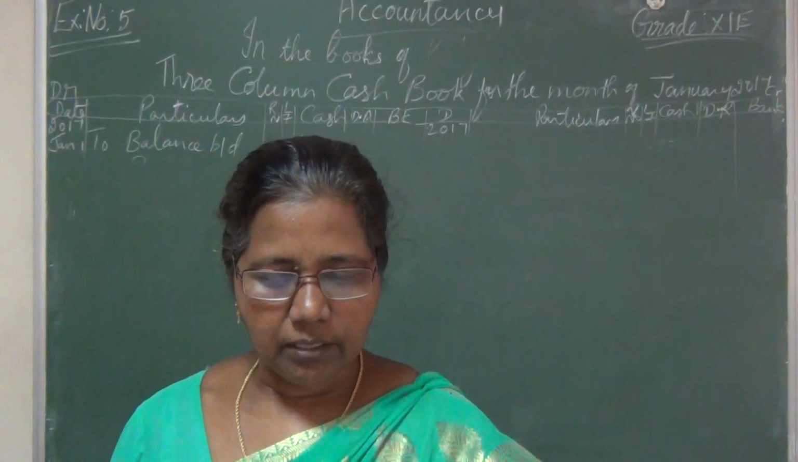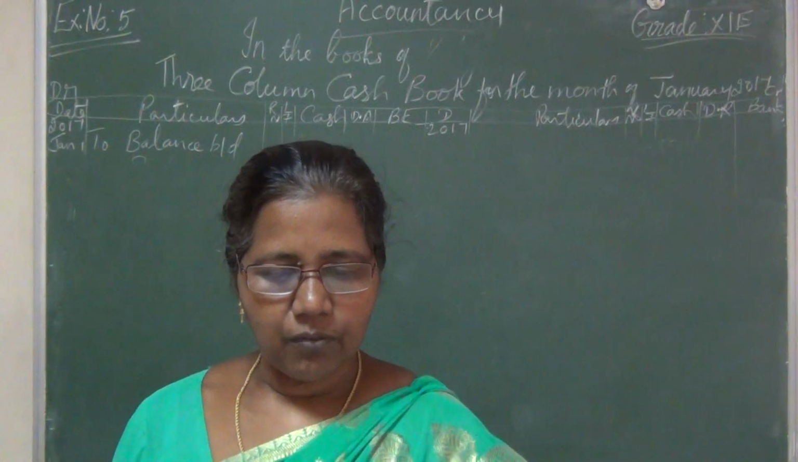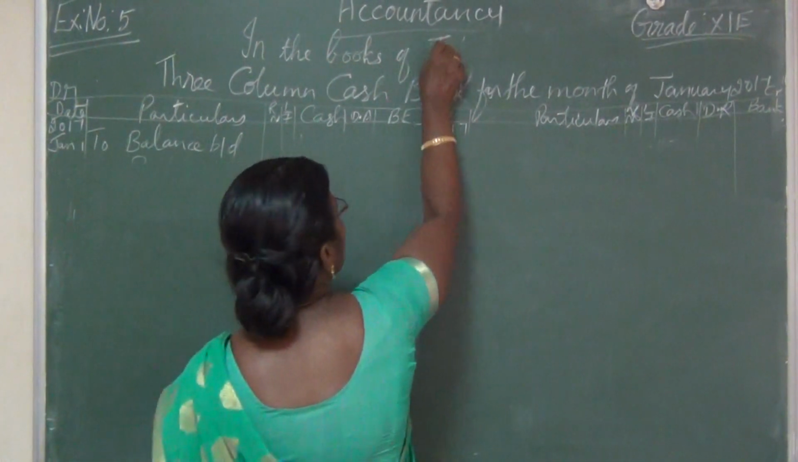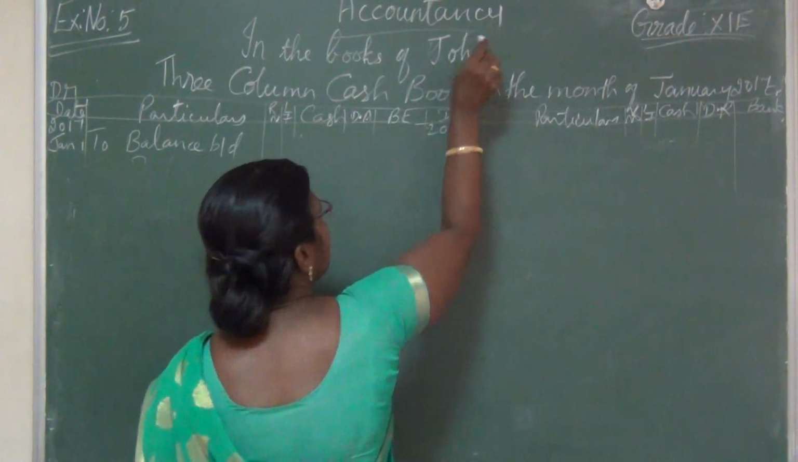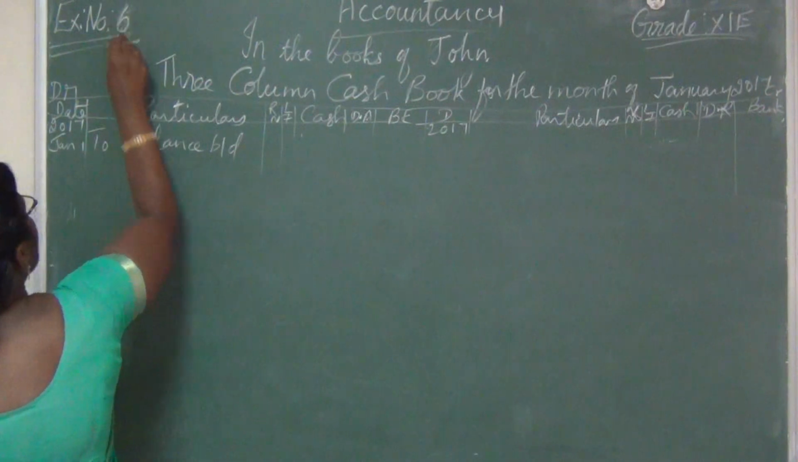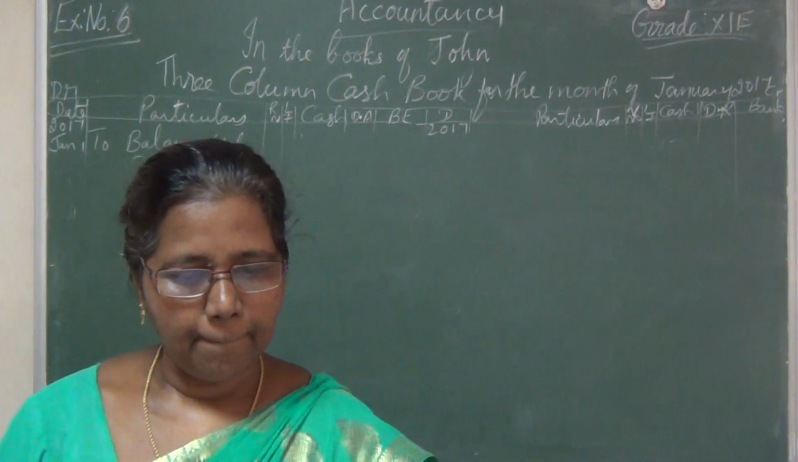Okay, record the following transactions in the 3-column cash book of John. So we have to write in the books of John, isn't it? The next one, sixth exercise. You write page number also. Okay, exercise number and page number.